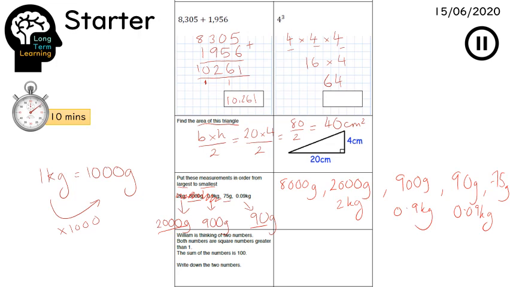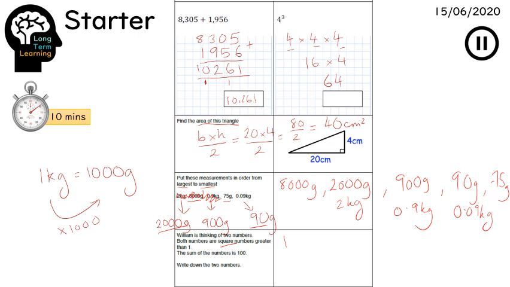Last one. William's thinking of two numbers. Both numbers are square numbers greater than 1. The sum of the numbers is 100. Write down the two numbers. Well, I know both of them have to be square, so just to help me out, I'm going to write the first few square numbers.